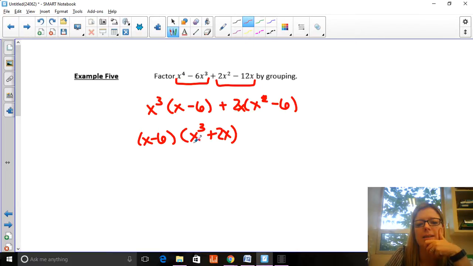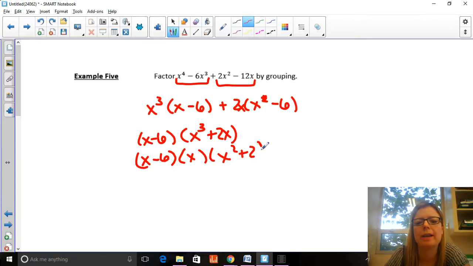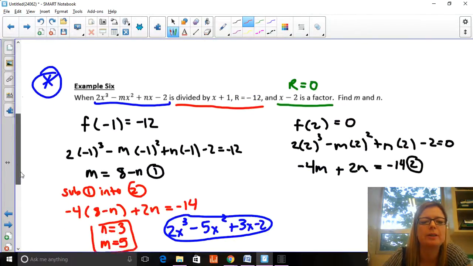Now, am I done? Is this fully factored? No, because I have a common factor of x that I can take out here. Now, can I factor x squared plus 2? No, I can't. It's not a difference of squares, and there's nothing else I can do there, so that is fully factored. Okay, we already did example 6.